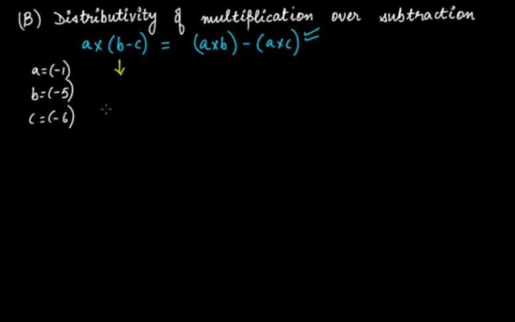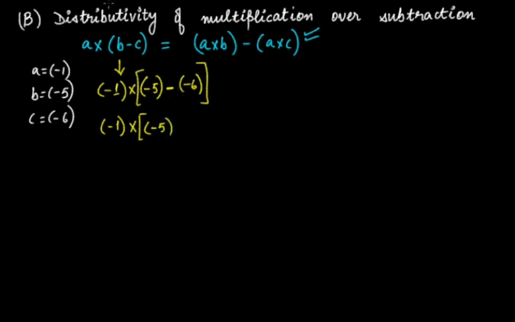So for this one, it will be -1 times (-5, minus, and c is -6). This minus sign is this one, and this is the minus of the value of c. So it will be -1 times (-5), and let's remove this bracket, -5, minus and minus sign will become plus, this will be 6, this will be -1 times 1, and your answer will be -1.